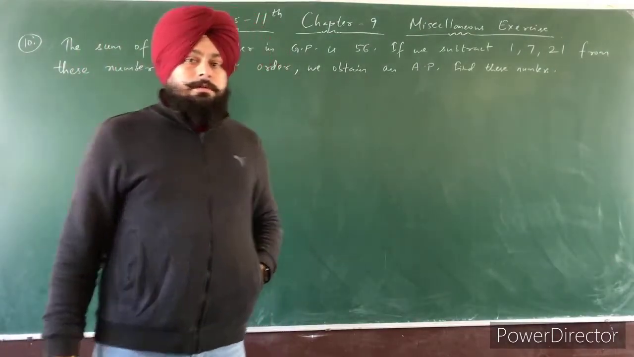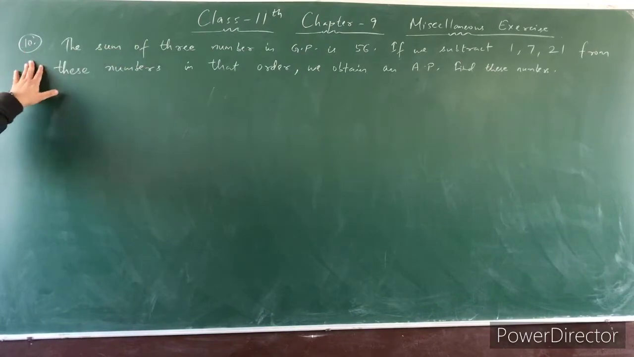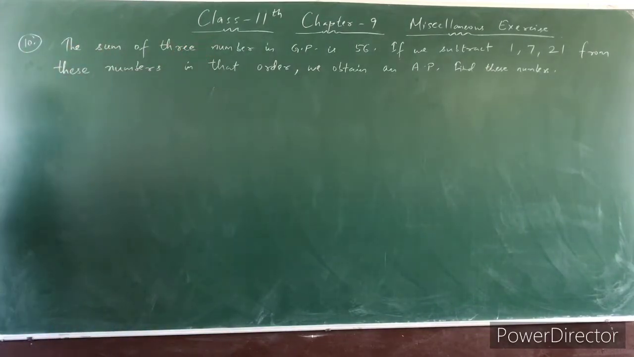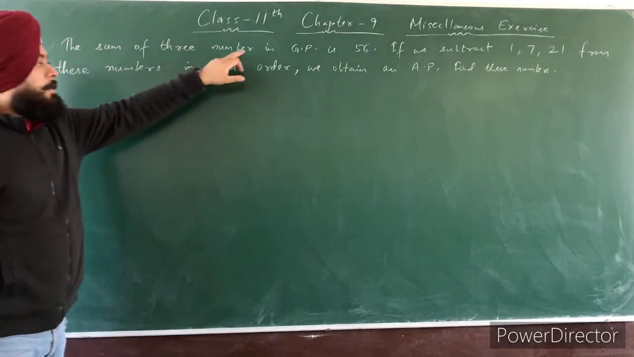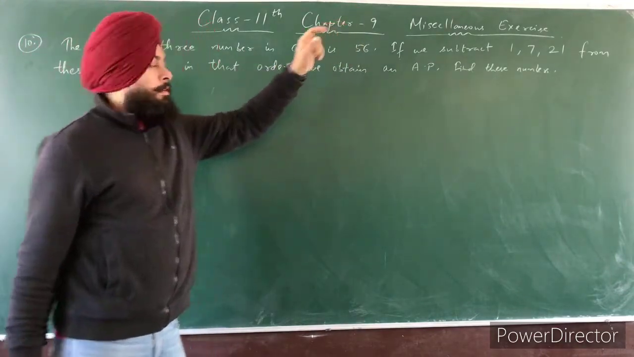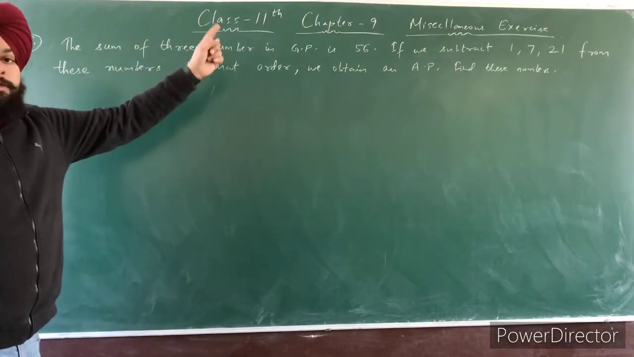Good morning students. Next today we will do question number 10 of miscellaneous exercise chapter 9. The question is: the sum of three numbers in GP is 56.